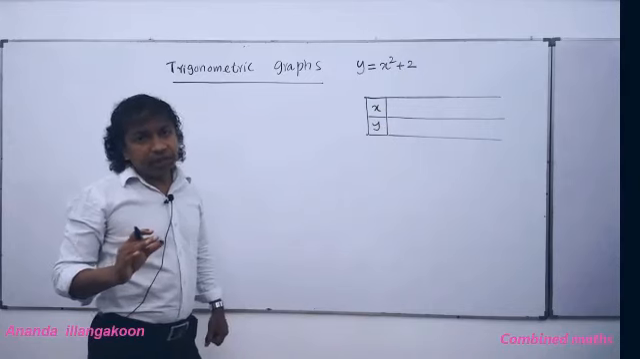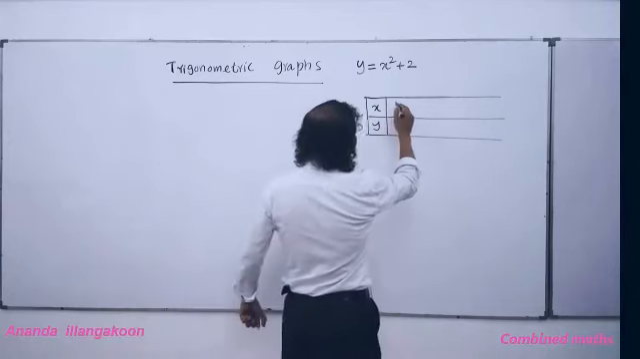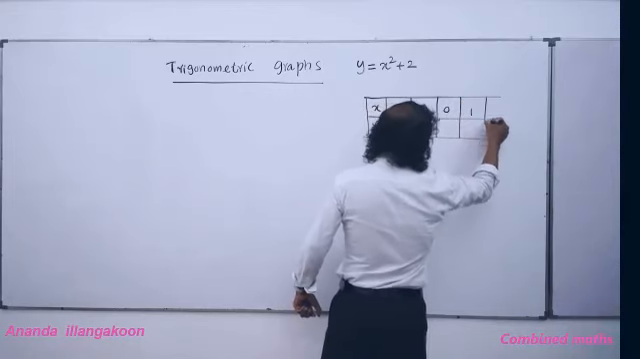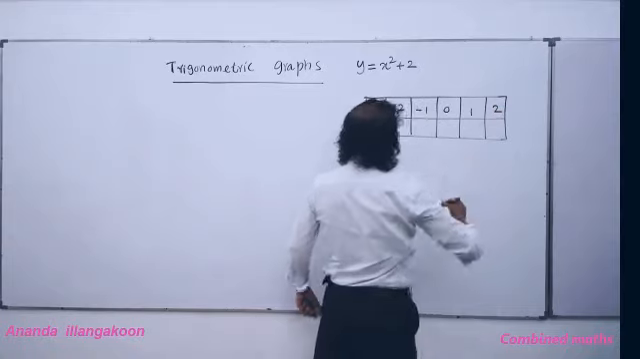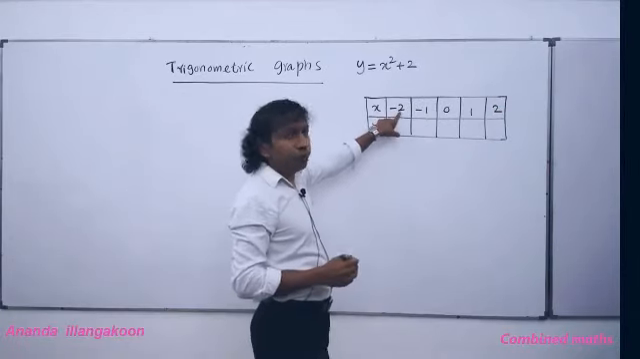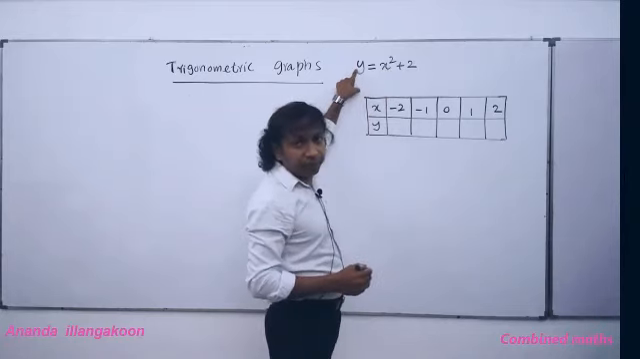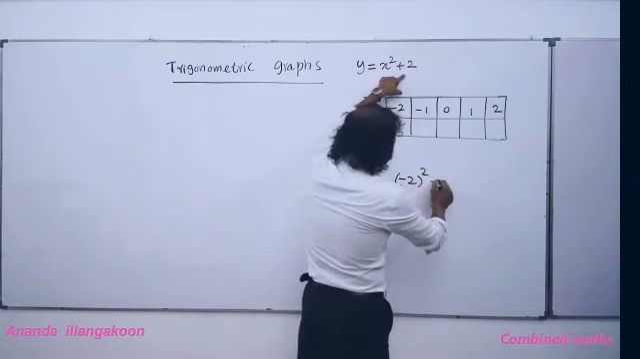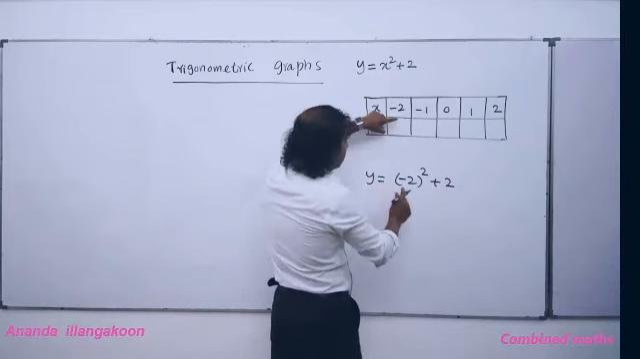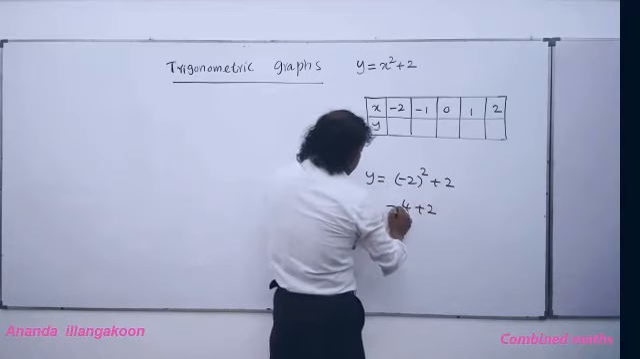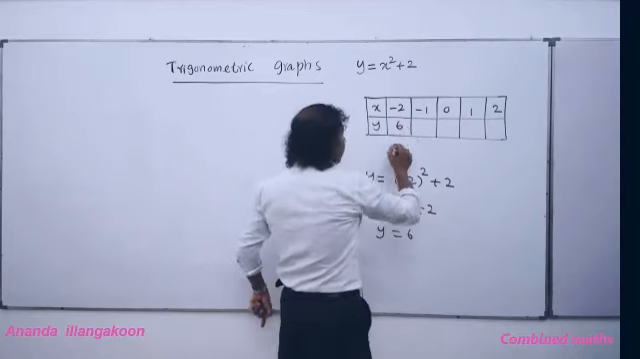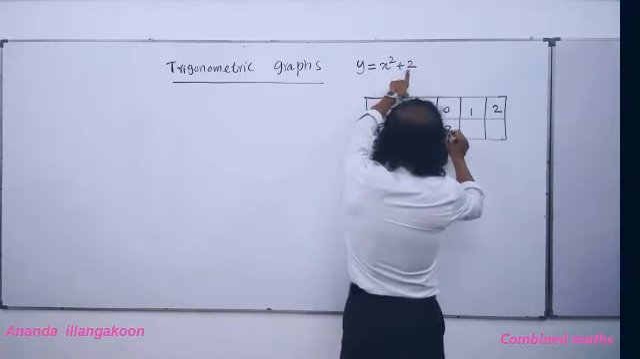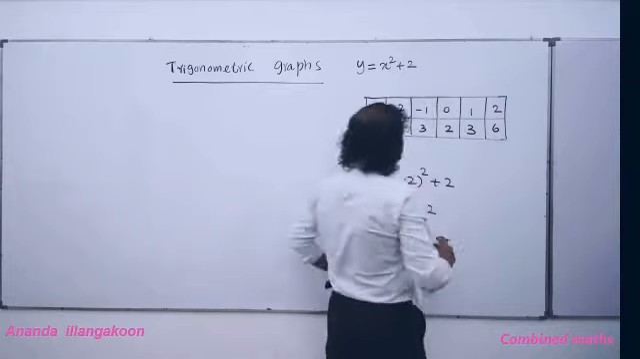Of course, we prepare a table. In the table, we put some values for x: minus 2, minus 1, 0, 1, and 2. Substituting each value of x, we find y. When x is minus 2, minus 2 squared plus 2 is the y value. Minus 2 squared is 4, 4 plus 2 is 6, so y is 6. Like that, we can fill this row. Then minus 1 gives 3, 0 gives 2, 1 gives 3, 2 gives 6. You see, we get the table.